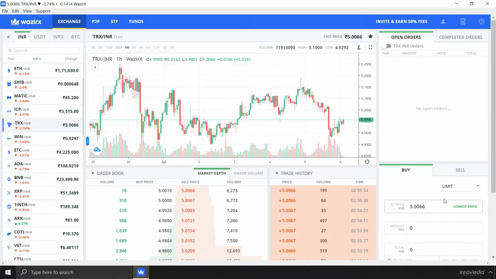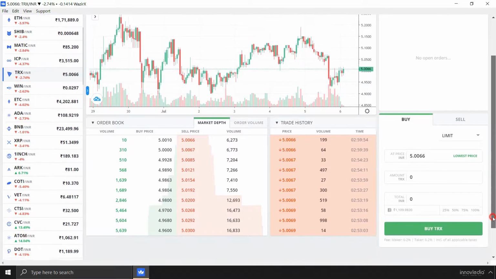Alright. You can read more about it on Google, but for now I'm going to keep it up to here and just place the order. I'm going to place a limit order at the lowest available price for now. The last price was 5.0066, and so I'm going to hit this lowest price to confirm that it's the lowest price as of now. And there are two ways in which you can buy cryptocurrencies.